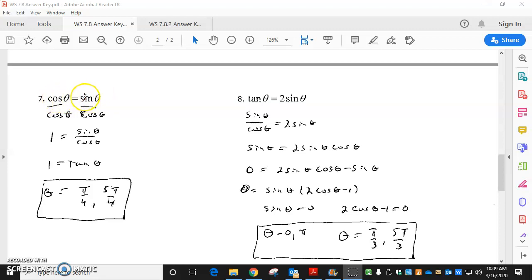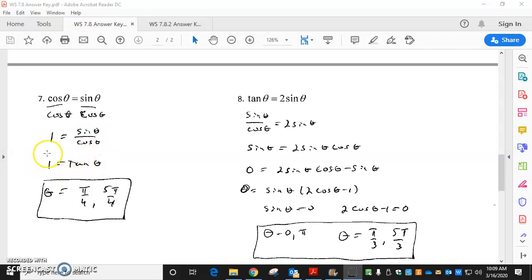That doesn't help me. What I did was I divided both sides by cosine just to rewrite it. I didn't get anything to cancel technically. I just rewrote this as, well, sine over cosine is tangent. I rewrote it as a tangent problem. So by dividing both sides by cosine, I created this little tangent problem.